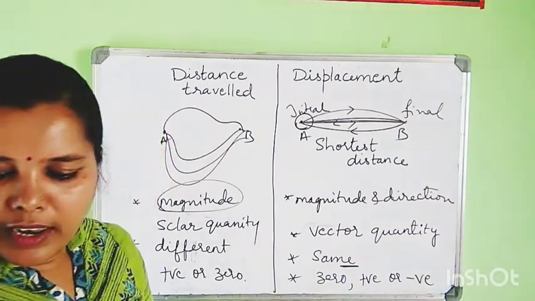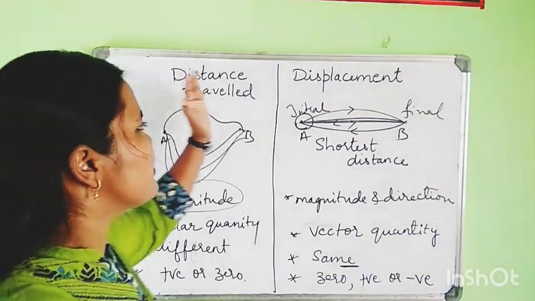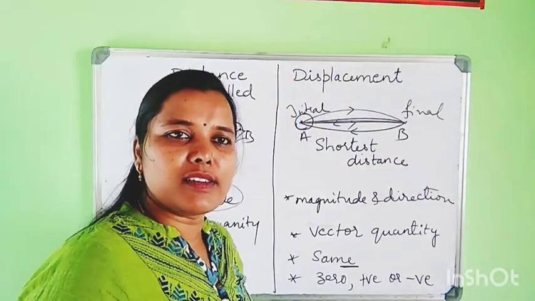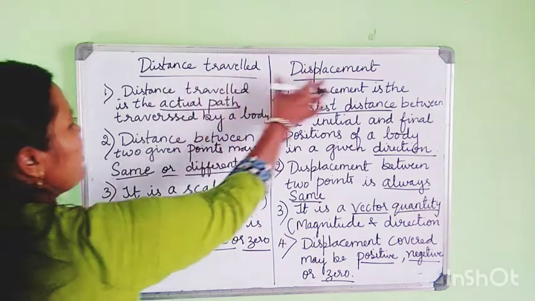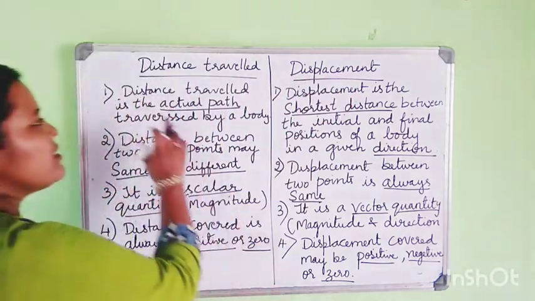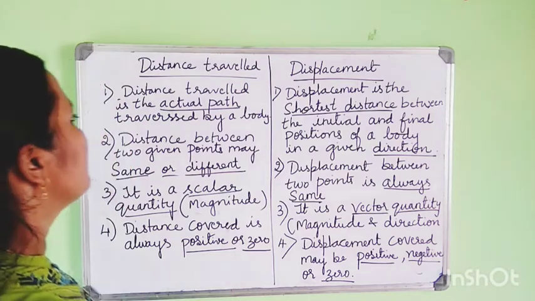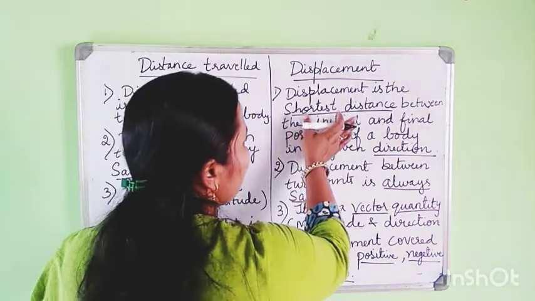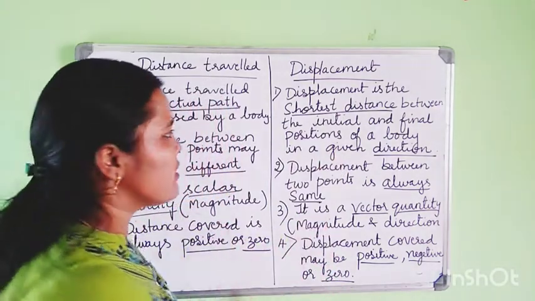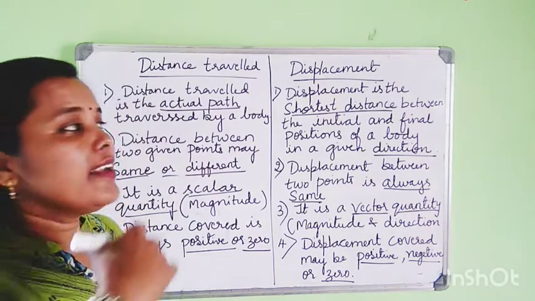Isn't it? Now, let us come to know the difference between distance traveled and displacement in words. Let us find the difference. Distance traveled is the actual path traveled by a body. So, what is displacement? It is the shortest distance between the initial and final position of a body in a given direction.